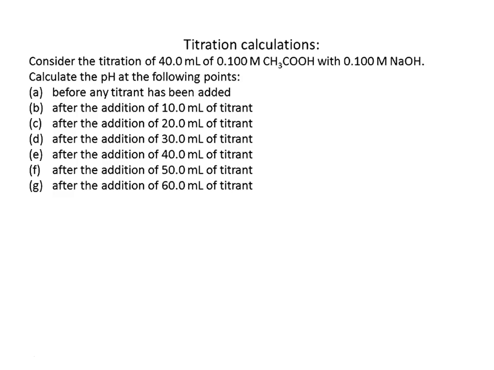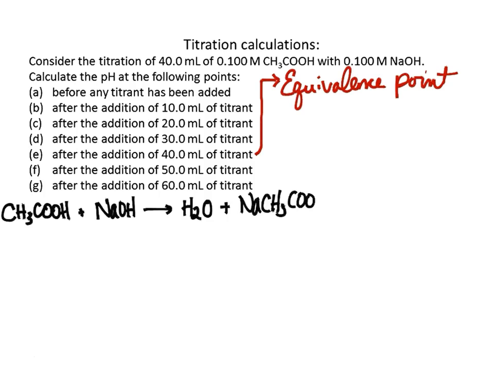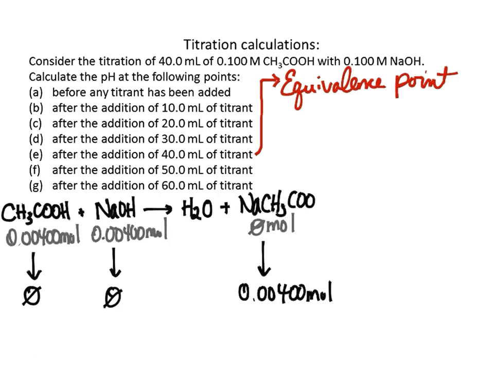That's point D. Point E is our equivalence point. So with the equivalence point of the strong acid titration, the pH was 0. But at the equivalence point, we started off with 4 millimoles of acetic acid. The equivalence point means we have added exactly 4 millimoles of sodium hydroxide, which means that those both go to 0. And what we're left with is 4 millimoles of sodium acetate.